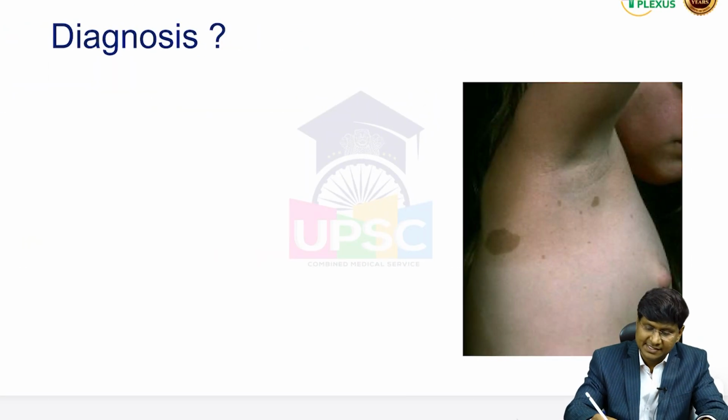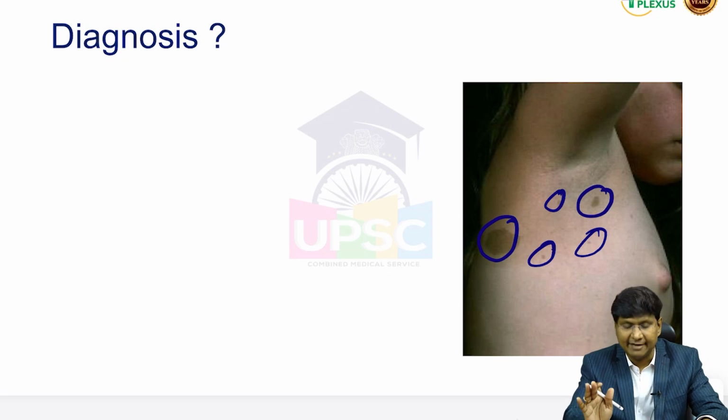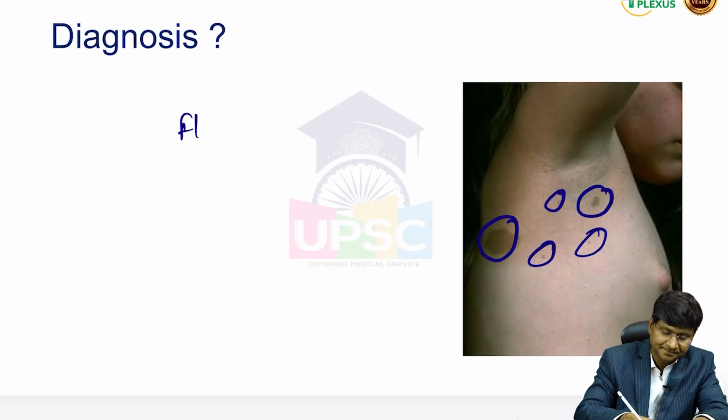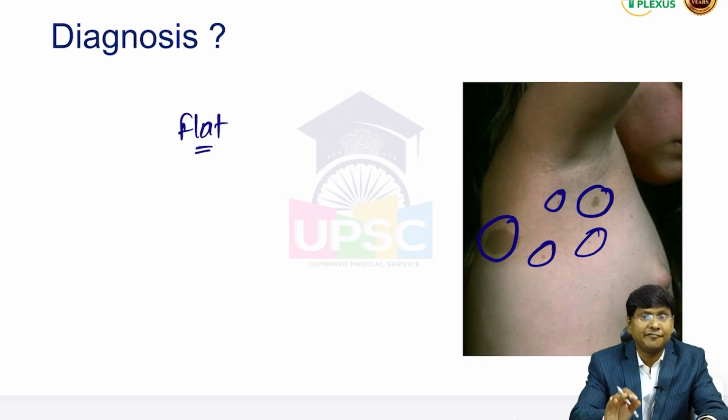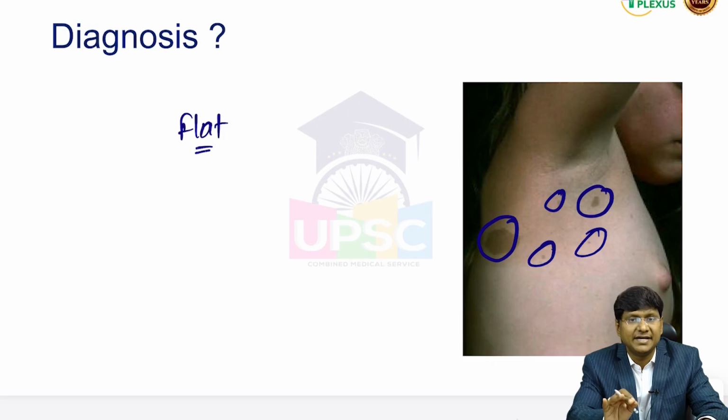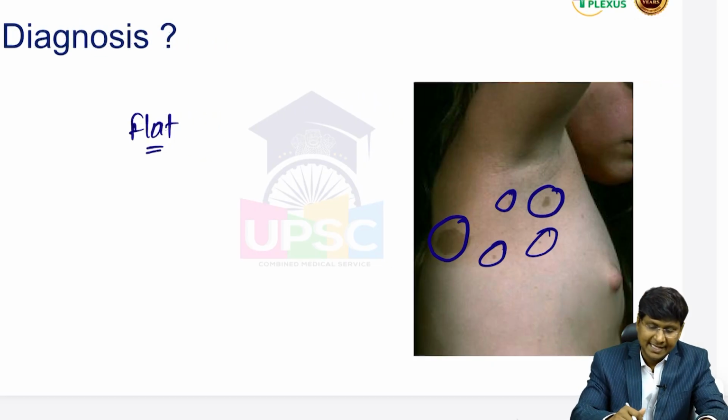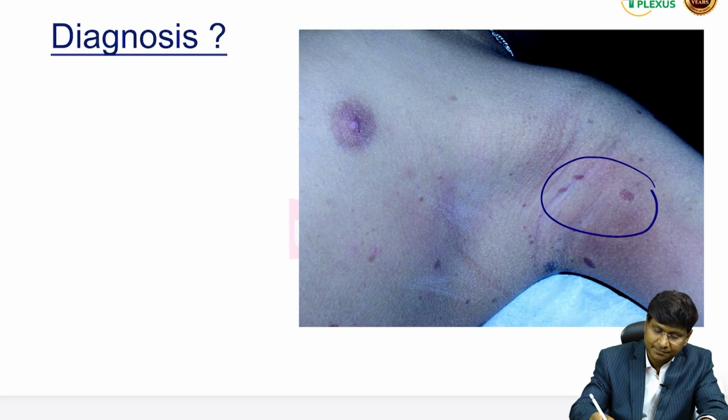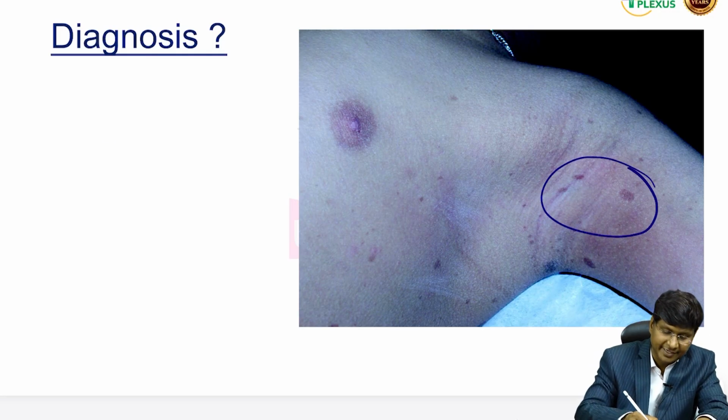And next, these are the café-au-lait spots. So how many café-au-lait spots should be there? There should be a minimum of 6 café-au-lait spots, of size 5 millimeters in diameter in prepubertal and 15 millimeters in diameter in postpubertal patients. And these café-au-lait spots are flat pigmented birthmarks.